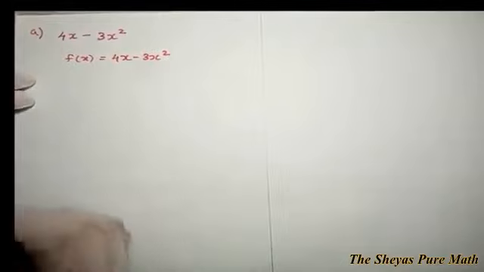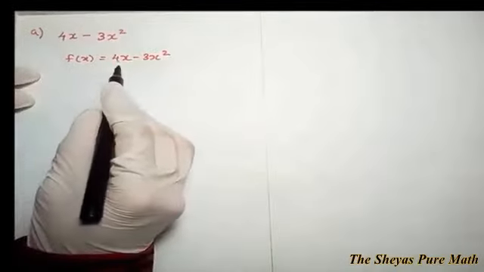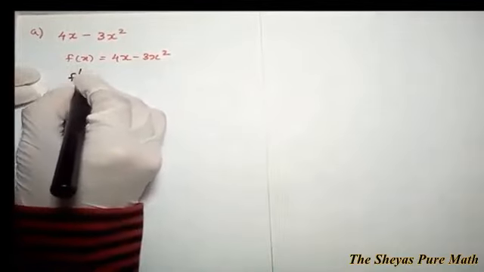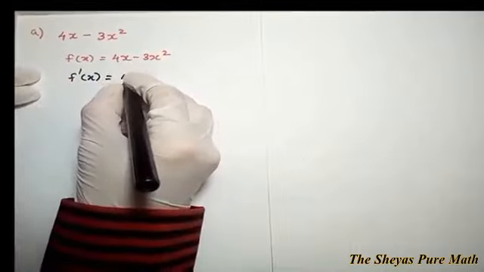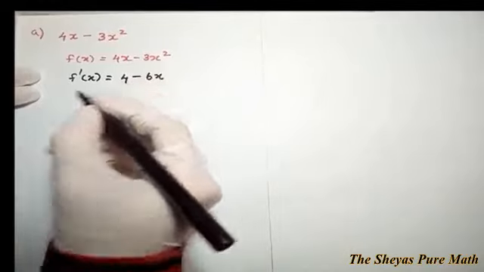So problem A: 4x minus 3x square. So the function is 4x minus 3x square. Now what is the first step? We have to differentiate that. So f dash of x is equal to 4x differentiation is 4, and 3x square differentiation is minus 6x.